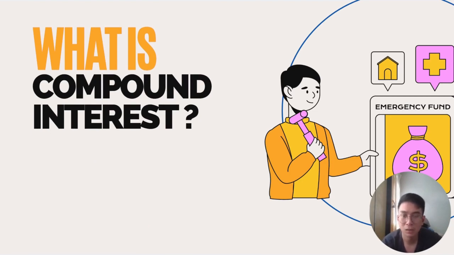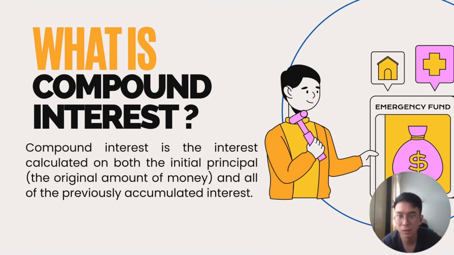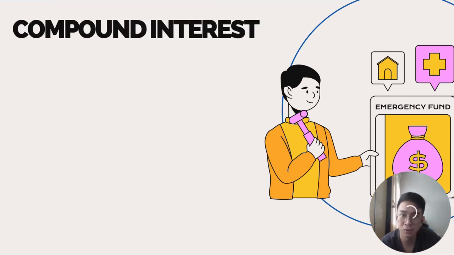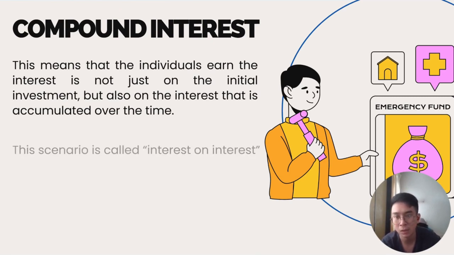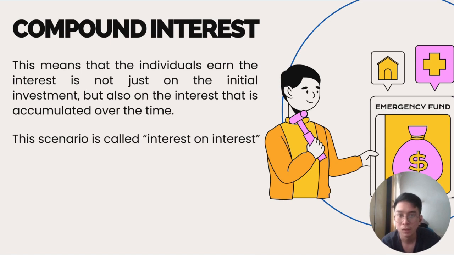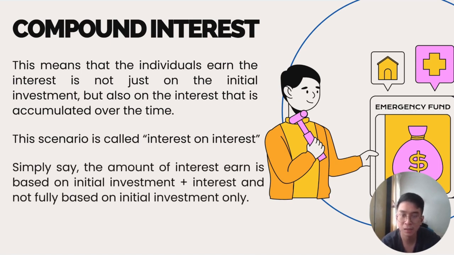Next, I will talk about what compound interest is. A compound interest is the interest calculated on both the initial principal, which is the original amount of money, and all of the previously accumulated interest. This means that the individual can earn interest not just on the initial investment, but also on the interest that is accumulated over time. So this scenario is called interest on interest. Simply said, the amount of interest earned is based on the initial investment plus the interest, and not based on the initial investment only.